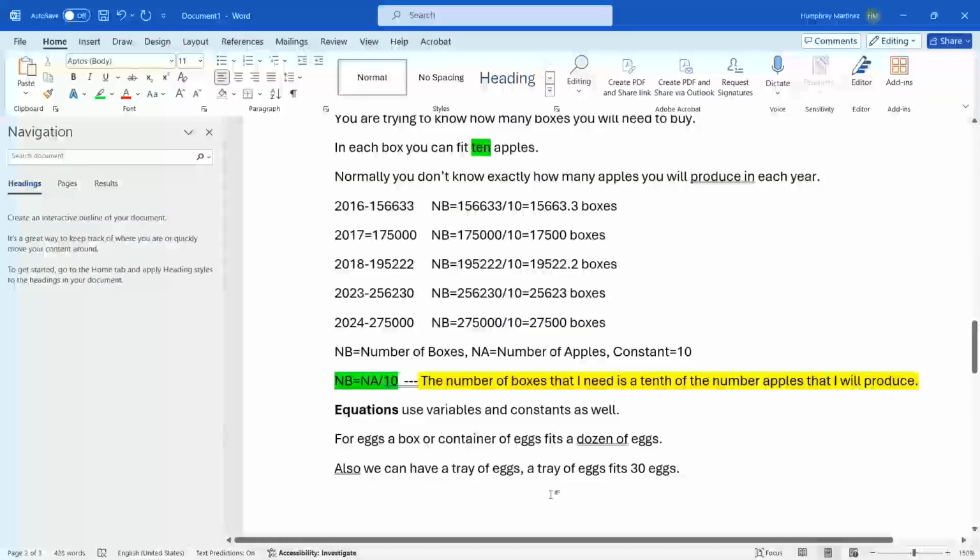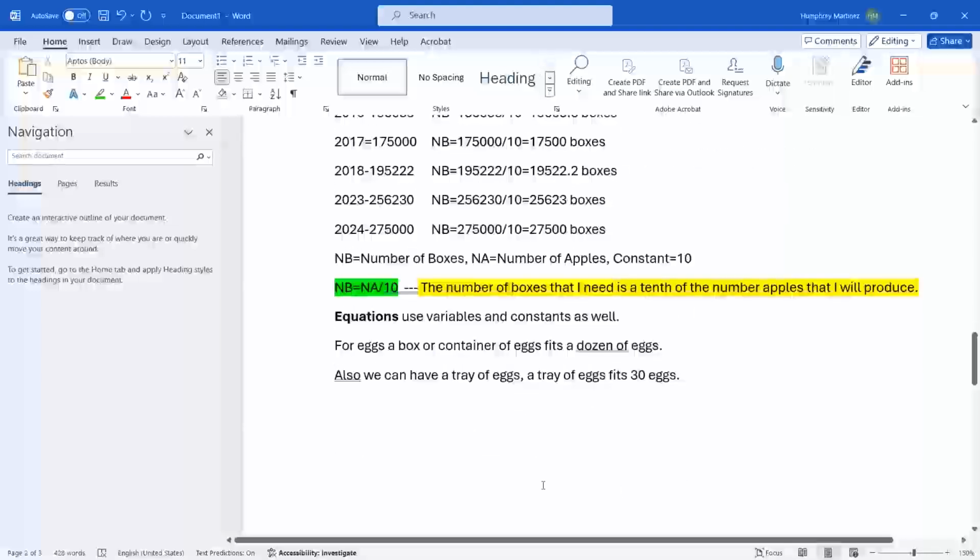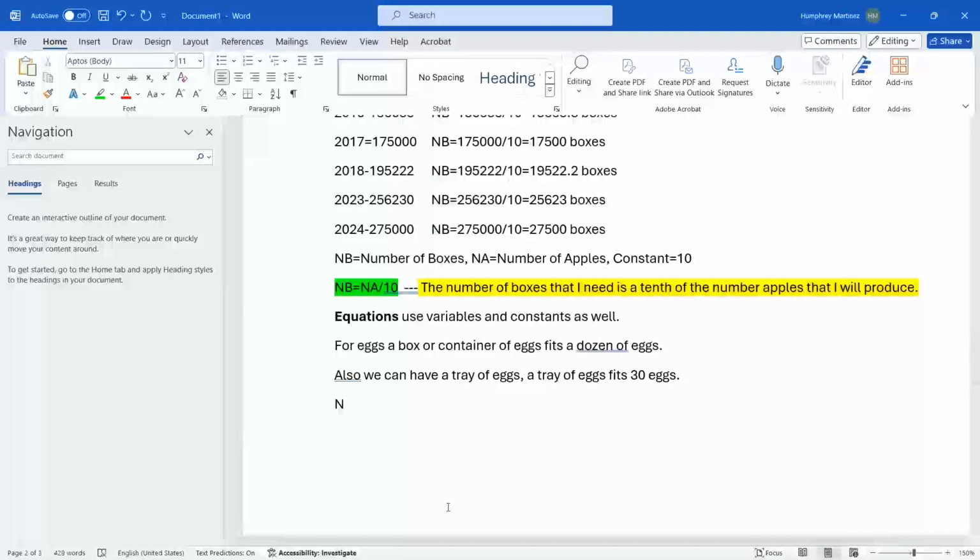Okay, then you can say, for example, the number of containers will be the number of eggs divided by 12, okay? Or the number of trays will be equal to, let's see if we understood this. Daniela, how will be the trays? The number of trays. How will you do the equation for the tray of X? Daniela?